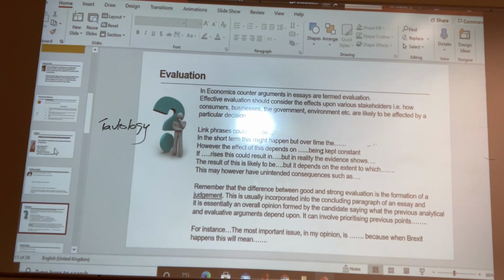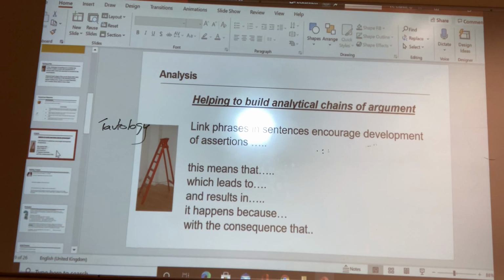Okay, so for those of you just coming in, we're not revising at the moment, we're just going over some practical guidance. Right. So what I want you to do, please, ladies and gents, is copy down those statements: this means that, which leads to, and results in, it happens because, with the consequence that. Just copy those out, please. And then I'm going to talk to you about one, which I've already done, and then I want you to do the three others.